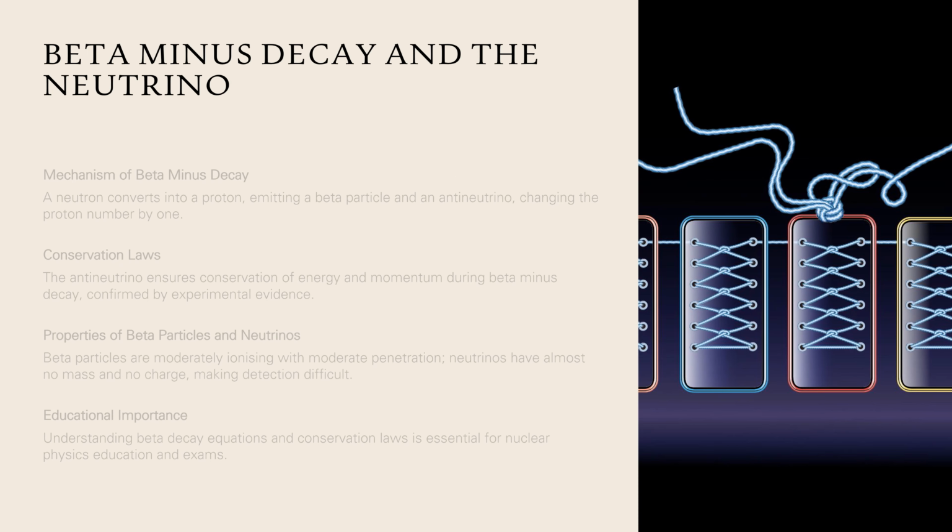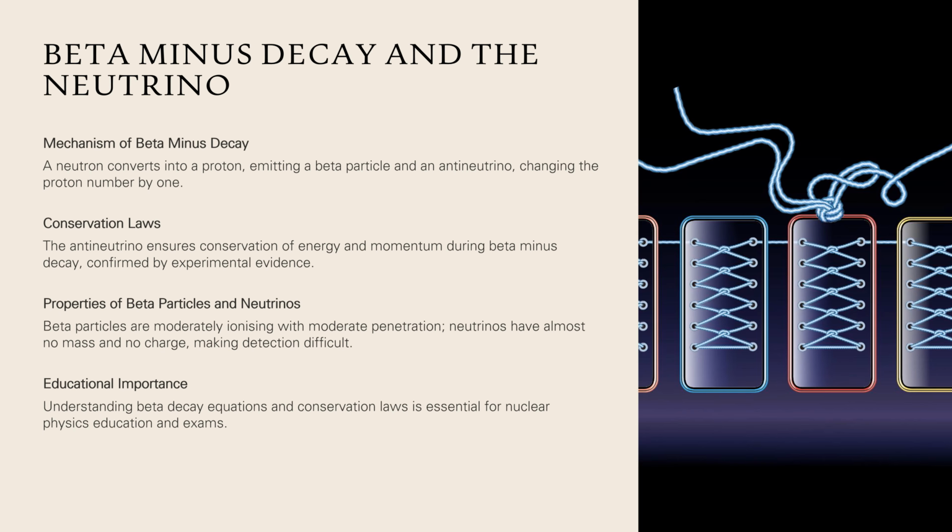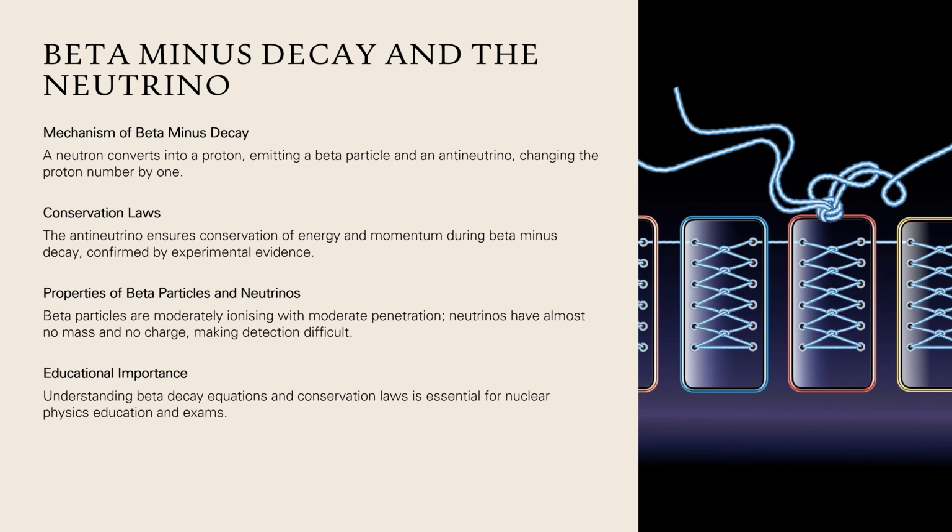Beta-minus decay occurs in nuclei that are neutron-rich, meaning they contain too many neutrons relative to protons. In this process, a neutron in the nucleus transforms into a proton, emitting an electron (beta particle) and an antineutrino. The proton number increases by 1, while the nucleon number remains unchanged. The inclusion of the antineutrino is essential to conserve energy and momentum, as observed experimentally.